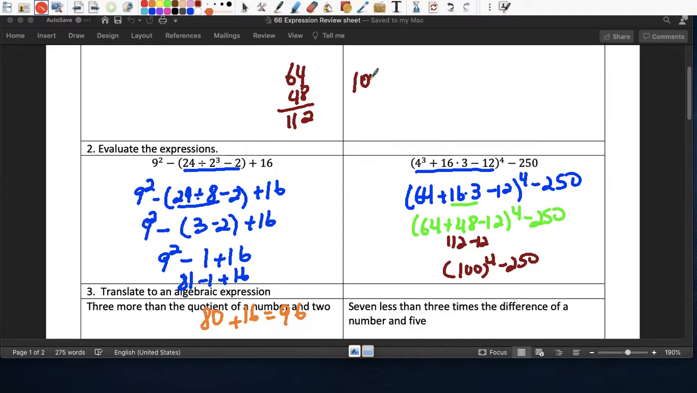So now in my calculator I have to do 100 times 100 times 100 times 100. That's 1 followed by 8 zeros. Minus 250 equals 999999750. Easy enough.